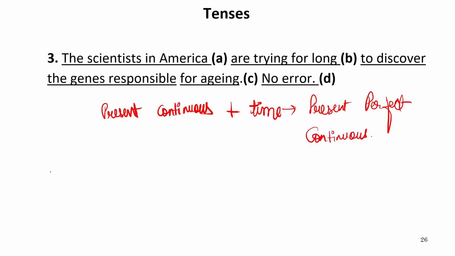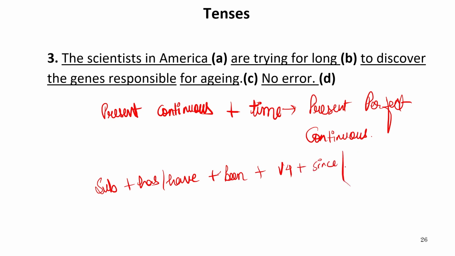Present perfect continuous tense is written as subject plus has or have plus been plus verb fourth form plus since or for plus time.